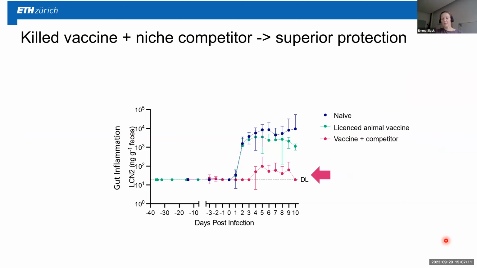And this we were actually quite nicely able to demonstrate also in the mouse model, that if we add in a competitor with our vaccine, we can completely prevent intestinal inflammation out already to day 10 post-infection, which is pretty late in the infection process. And if you compare this to a licensed Salmonella typhimurium animal vaccine, it's obviously performing much, much better than this.